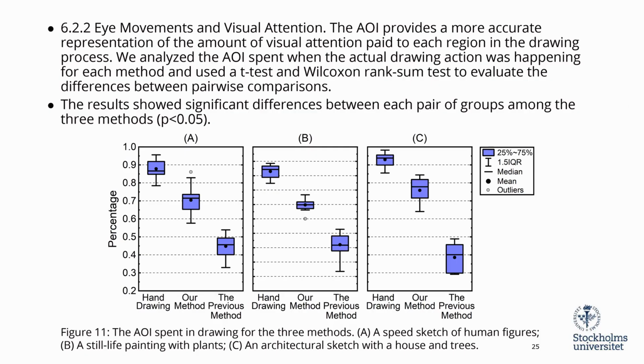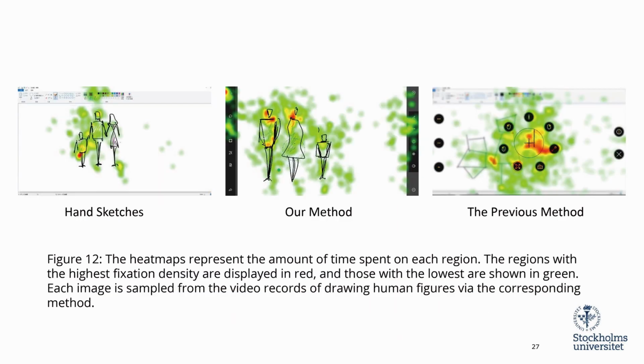The AOI results showed significant differences between each pair of groups among the three methods. It indicates the efficiency and engagement of gaze interaction. The AOI of our approach was significantly higher than the previous one. There are several reasons for the improvements. For example, by reducing the number of dwell clicks through both the UI and the double blink gaze gesture, the attention and productivity of the drawing process are enhanced. The improved compass and brush dynamics also minimize distractions from weak interactions, enabling the user to concentrate on the drawing task.